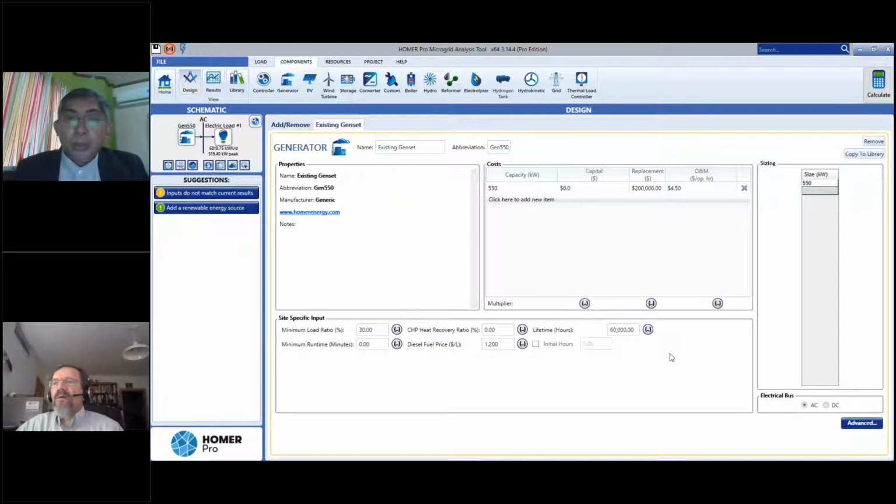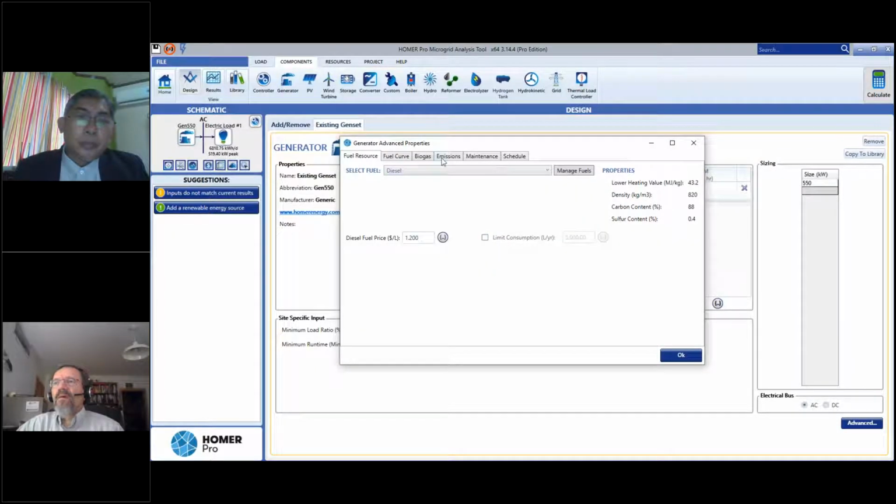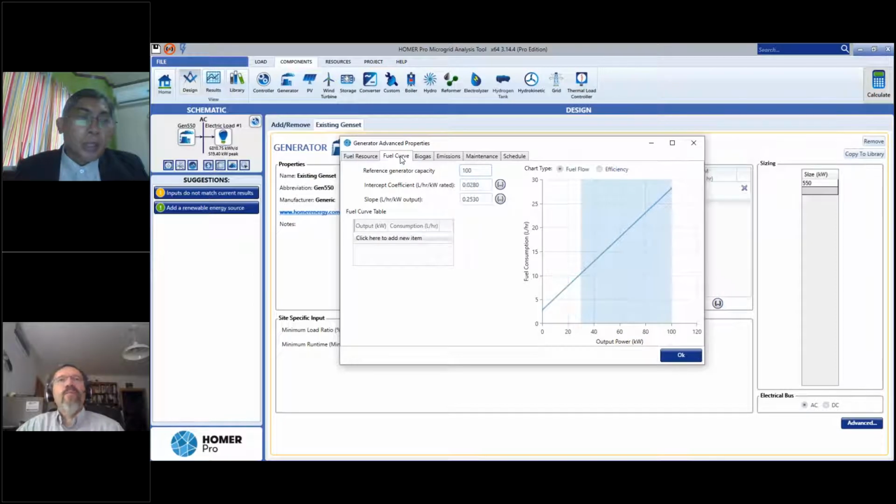we can also make a more detailed fuel curve. Let's say this is a fuel curve, and based on the data that we got from the field, we can say at 275 kilowatts, the genset is consuming around 79.2 liters per hour. So that's one point. So that adjusts our fuel curve.